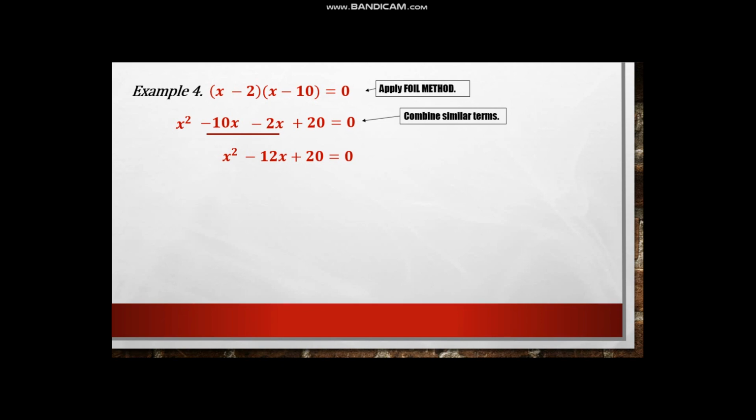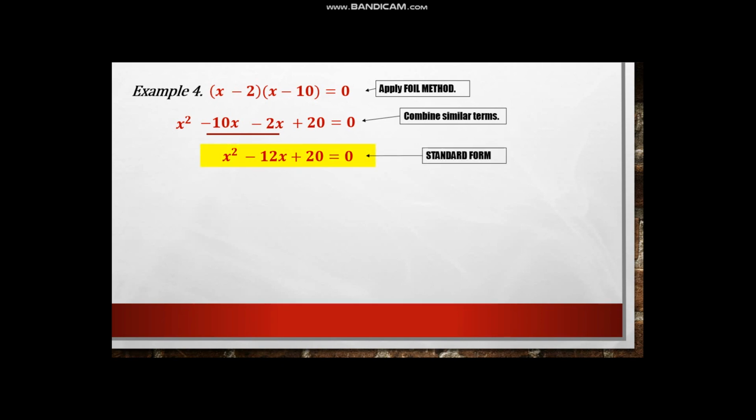How did we get negative 12x? Again, we add 10 and 2, getting 12. We copied negative and negative, so they have the same sign, so we will copy the same sign, which is negative, and we will also copy the same variable, which is x, and then bring down positive 20 equals 0.